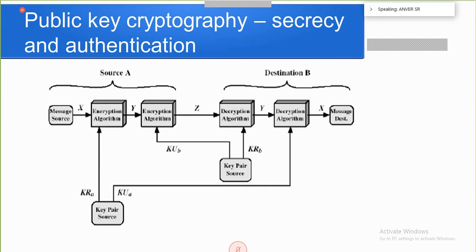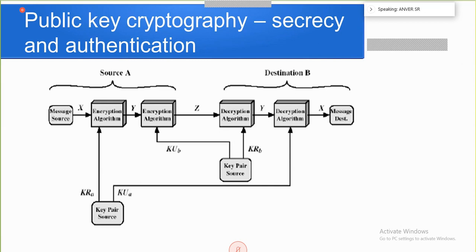Next is public key cryptography to ensure both security goals, confidentiality and authentication, that is secrecy and authentication. How can we do that? Bob is sending the message to Alice, and both have to ensure confidentiality and authentication. First we can say confidentiality. How can we provide confidentiality? That is here.